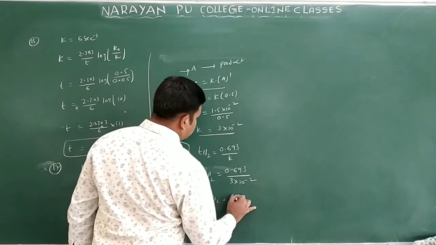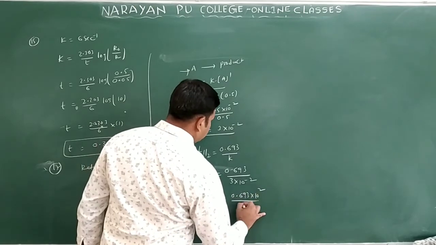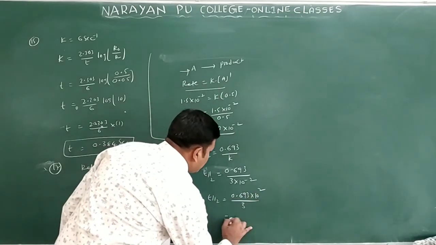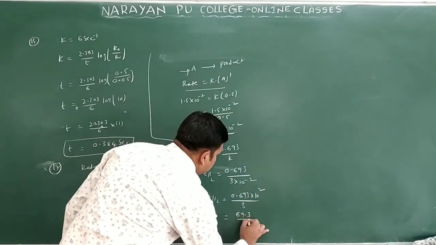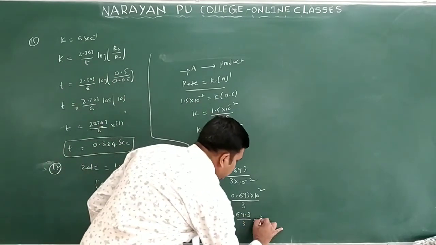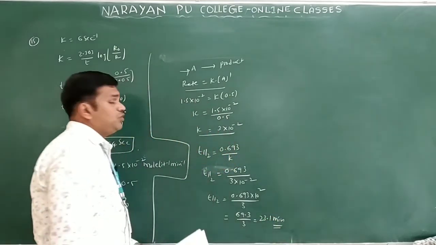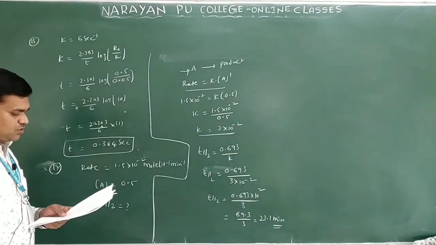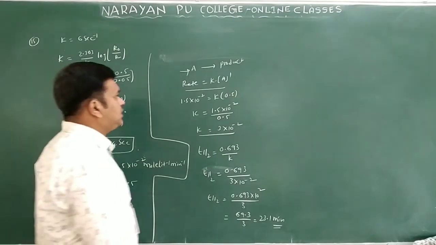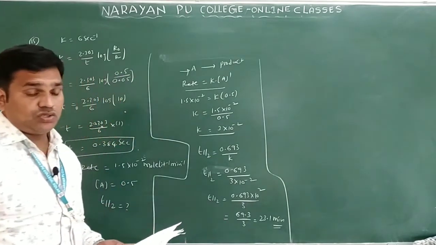So you will write here 0.693 into 10 square by 3. So how can you write here? This is 69.3 by 3 you will get. Approximately what you will get here? This is 23.1 minutes. So this is question number 17. Clear? Now what option will you take? You will take the fourth option.